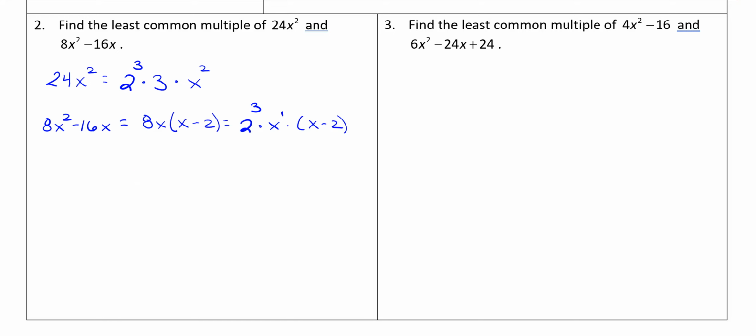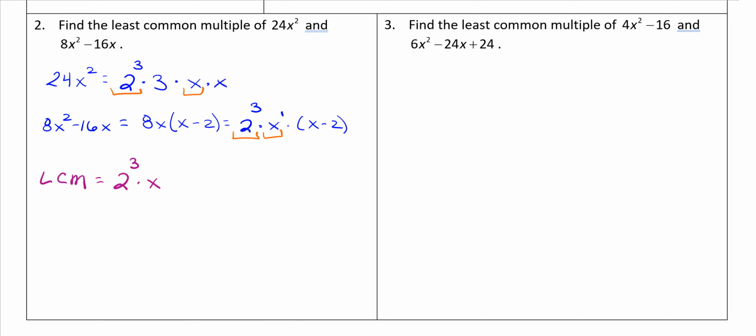So just like before, in order to find our least common multiple, we're going to start by looking at what they have in common. So they have a 2 cubed in common. So we're going to start by writing 2 cubed down. Now, they also have 1x in common, because I could have rewritten this x squared as x times x. So they also have a single x in common. So I'm going to write an x down.